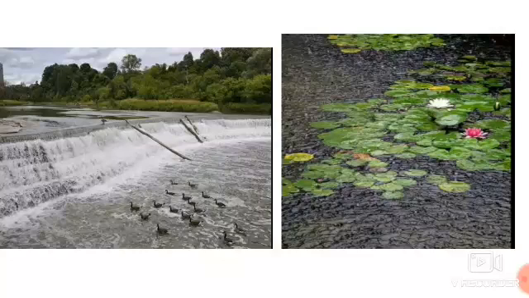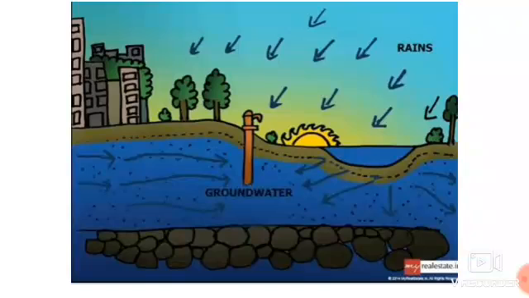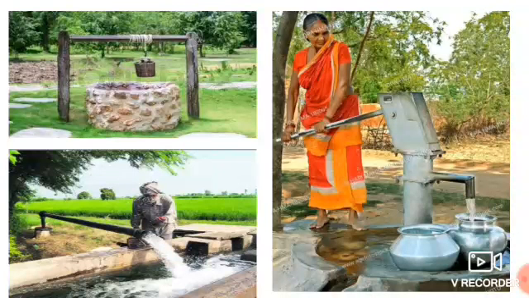When it rains, the rivers, ponds, wells, etc. are filled with water. Some amount of this water seeps into the ground. We dig wells, tube wells, and hand pumps to obtain this underground water. So children, did you understand how we get water?